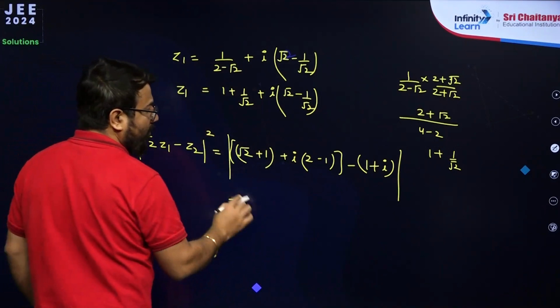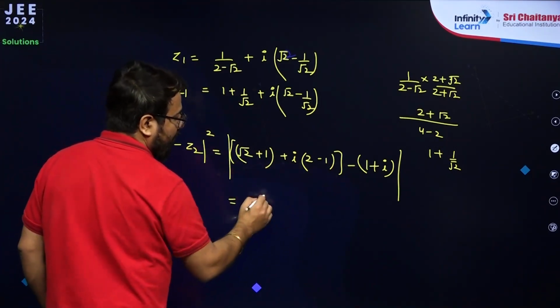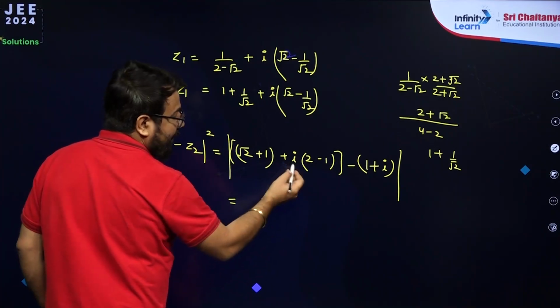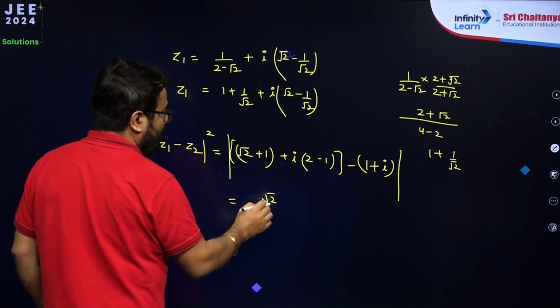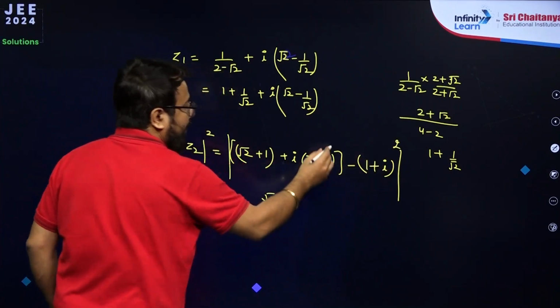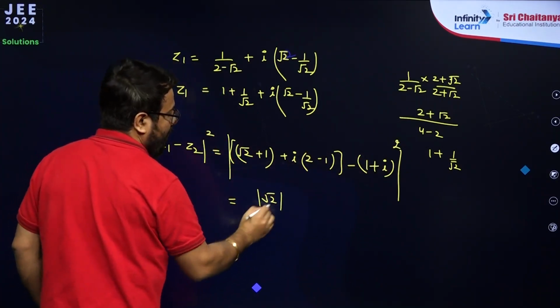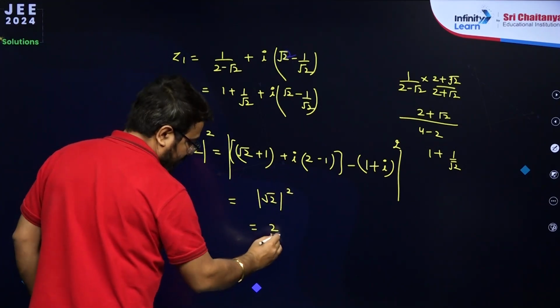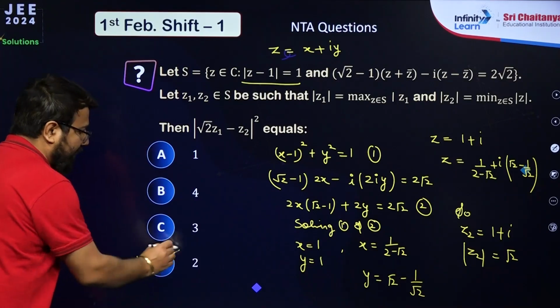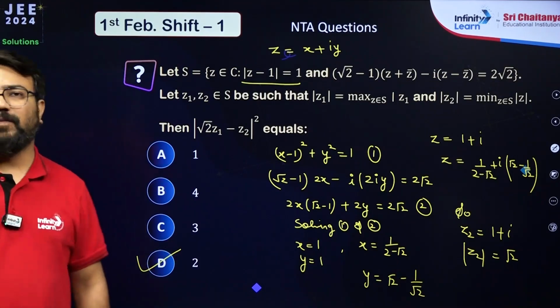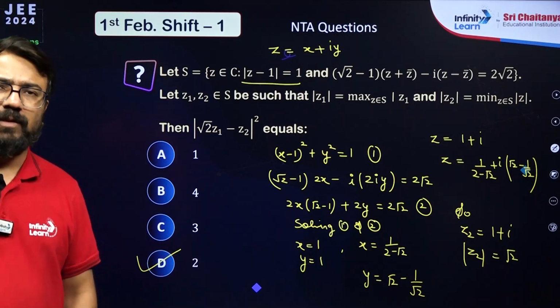So finally, we'll observe that root 2 plus 1 minus 1, only root 2 is remaining. Here it is 1 iota, here it is iota, so iota and iota get cancelled, alright? So the answer to this question will be 2. Is 2 given anywhere? Yes, D. So option D will be the final answer. I hope you are able to understand.